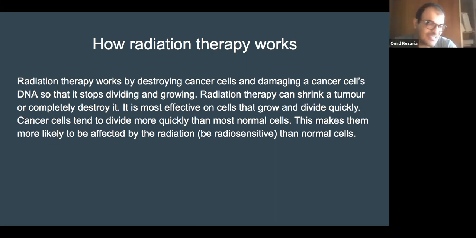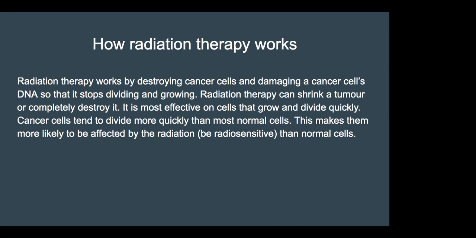Okay. And damaging a cancer cell's DNA so that it stops dividing and growing. Radiation therapy can shrink a tumor or completely destroy it. It is most effective on cells that grow and divide quickly. Cancer cells tend to divide more quickly than most normal cells. This makes them more likely to be affected by the radiation than normal cells.